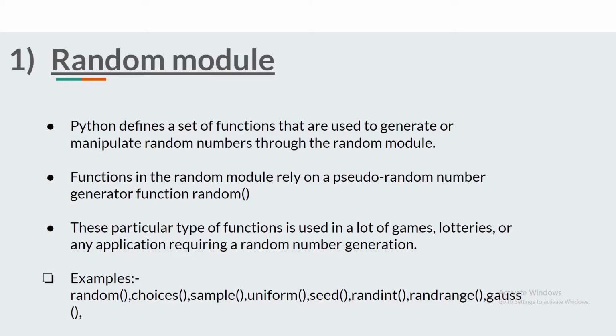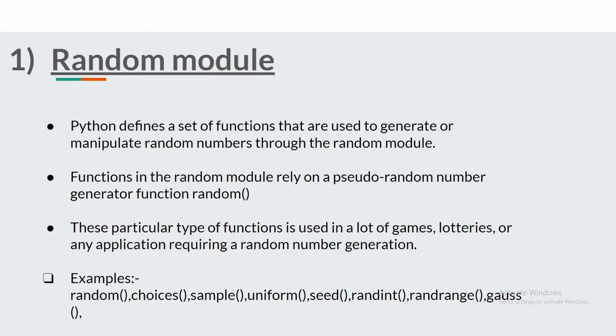These particular types of functions are used in a lot of games and lotteries. When you go into a lottery game, there would be one lucky person who is going to get his bumper prize or a cash award. So this is something like that. This requires a random number generation.